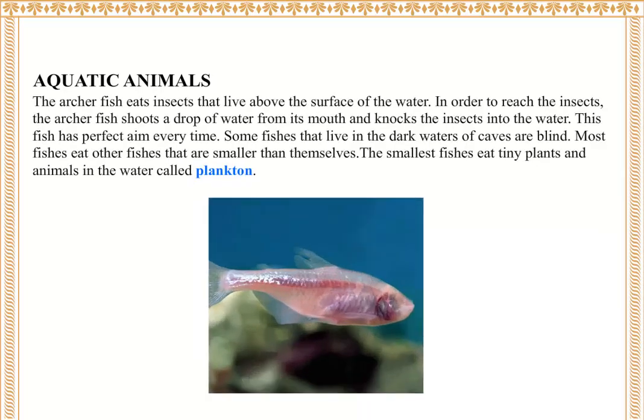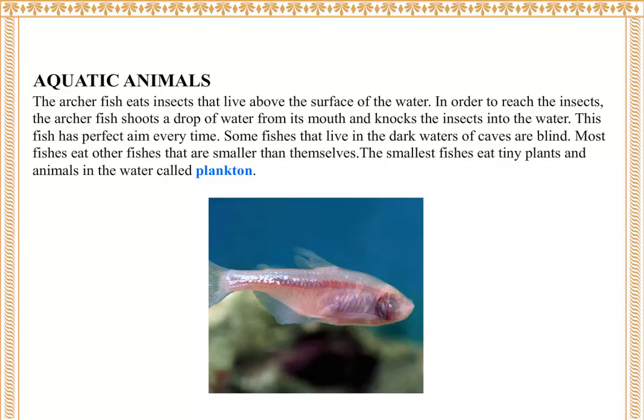Anglerfish. The archerfish eats insects that live above the surface of the water. In order to reach the insects, the archerfish shoots a drop of water from its mouth and knocks the insects into the water. This fish has perfect aim every time. Some fishes that live in the dark waters of caves are blind.